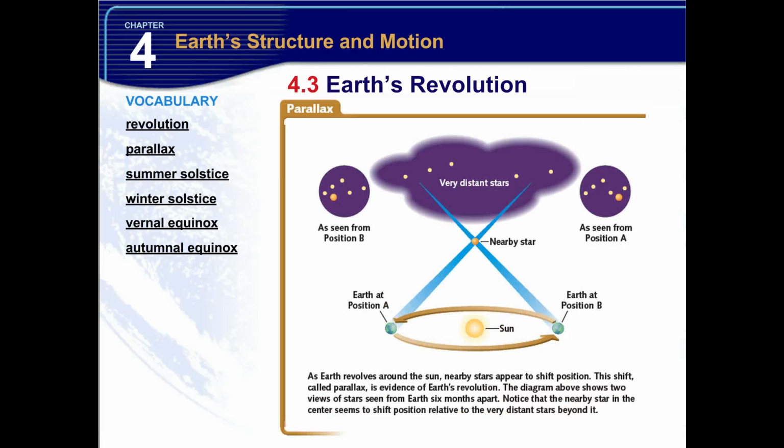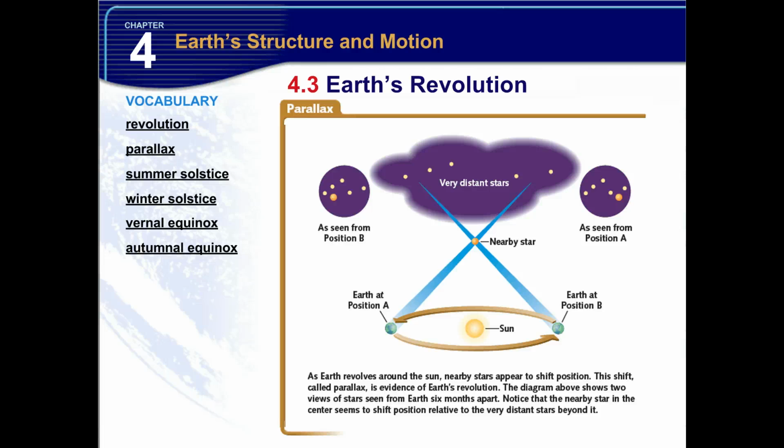Now, parallax, one evidence of Earth's revolution, is when Earth revolves around the sun, nearby stars appear to shift position. This shift is called the parallax, and it's evidence of Earth's revolution. The diagram above shows two views of stars seen from Earth 6 months apart.